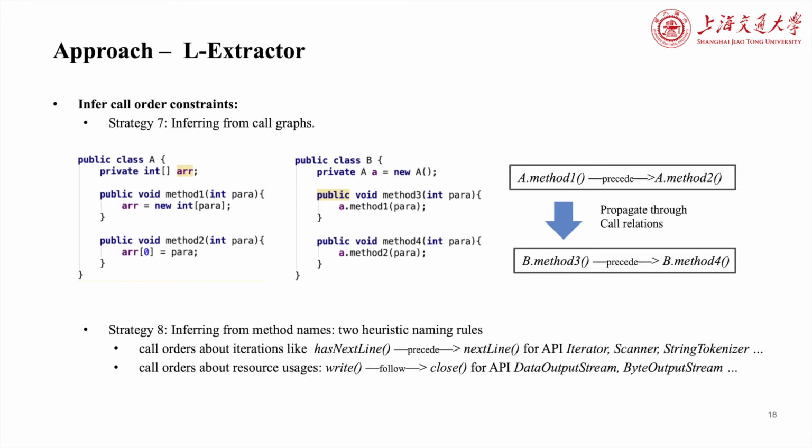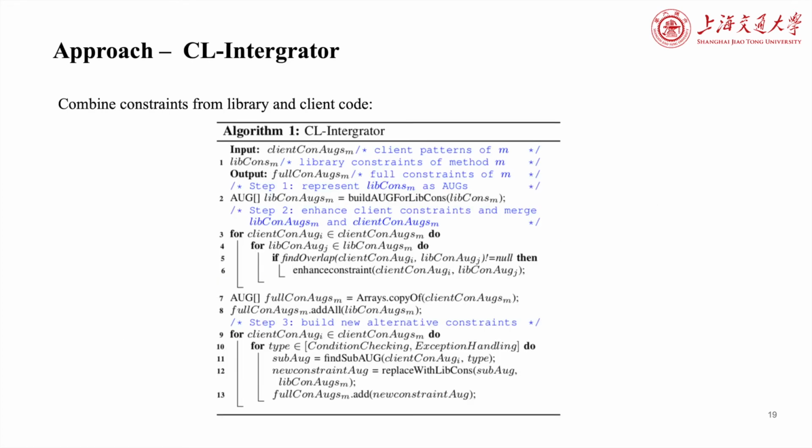In strategy 8, we exploit 2 heuristic naming rules to infer call orders. The first one infers call orders about iterations like hasNextLine precedes nextLine for API Iterator, Scanner and so on. The second one infers call orders about resource usages like write follows close for API DataOutputStream and so on. The CL integrator component combines constraints from library and client code to obtain comprehensive and informative constraints.